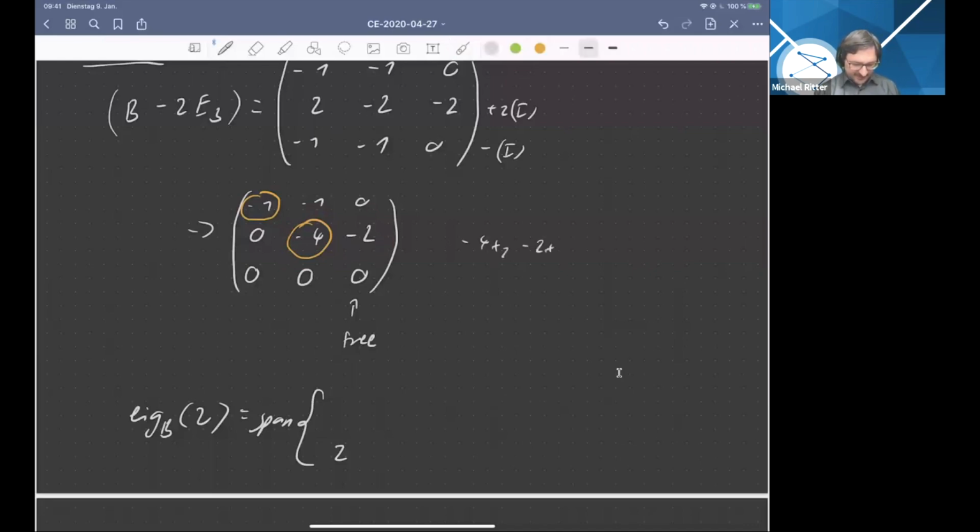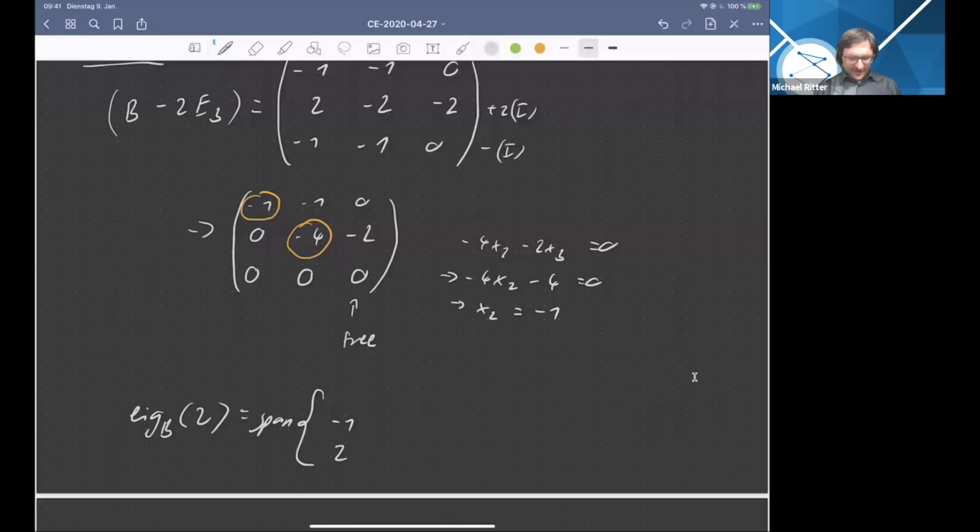-4x2 minus 2x3 equals 0. So if I set x3 to 2, then I get -4x2 minus 4 is 0. Or in other words, x2 is -1. If I had chosen 1 for x3, then I would have gotten a fraction here, and I don't like fractions.